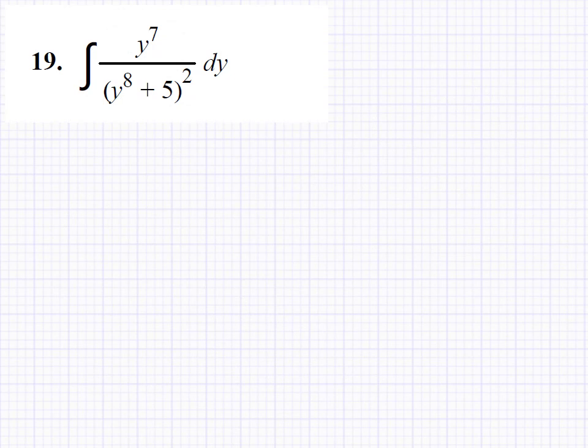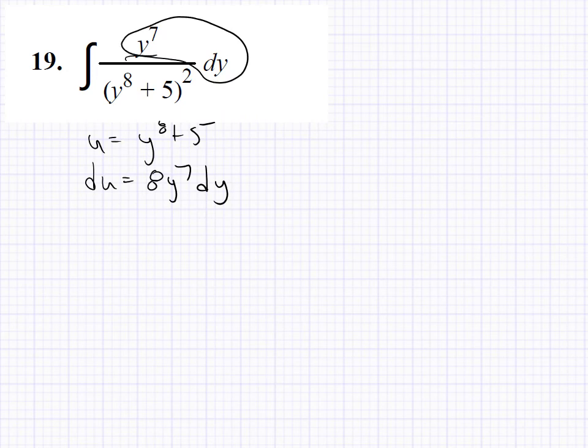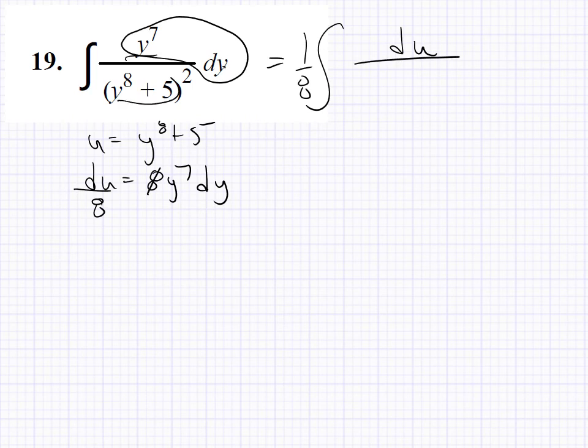Okay, another substitution. Notice that if I let u equal y to the 8th plus 5, the derivative of y to the 8th is going to be 8y to the 7th dy. So I have this y to the 7th dy, but I don't have the 8. So again, I'll swap the 8 over, divide it. And what I end up with is du over 8 for the y to the 7th dy. And this is u, so that'll be u squared.